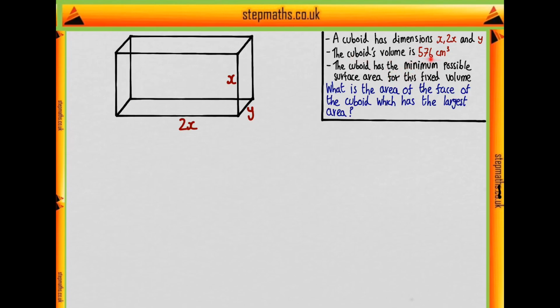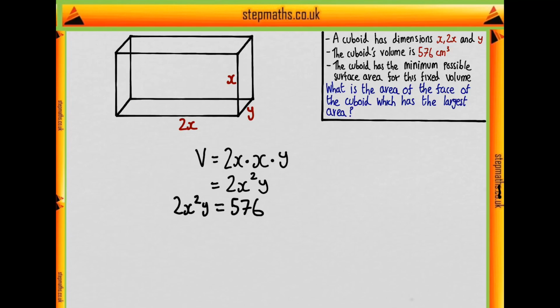So, first things first, we're told the volume is 576, and the cuboid has dimensions x, 2x and y. So we can certainly relate these quantities. The volume of our cuboid is 2x times y, which is 2x squared y. And we know that's equal to 576, and so we have this expression here. So 2x squared y is equal to 576. Now, what's the other quantity in this question? Well, the surface area, S, we'll call it. So we want to minimise S.